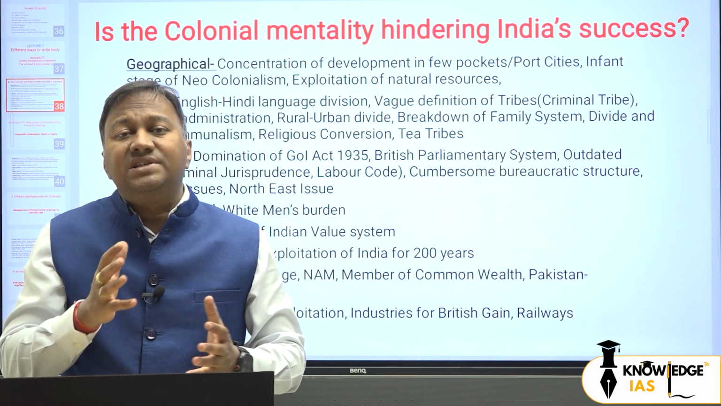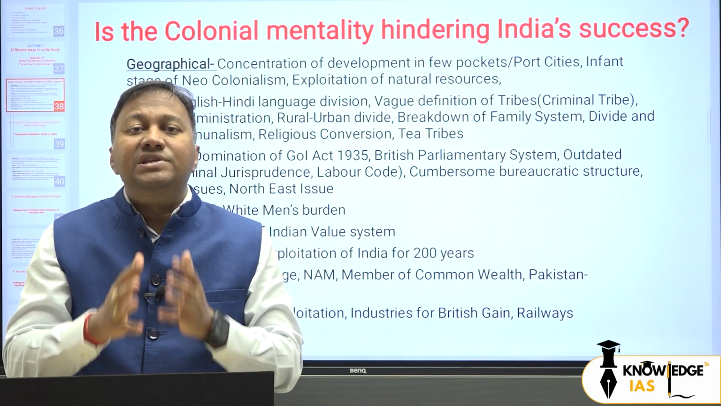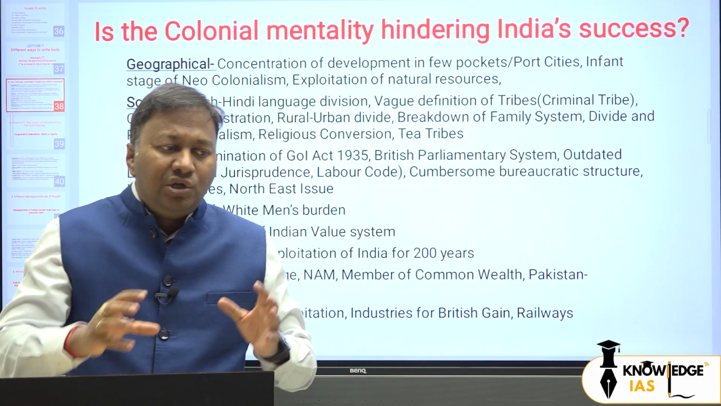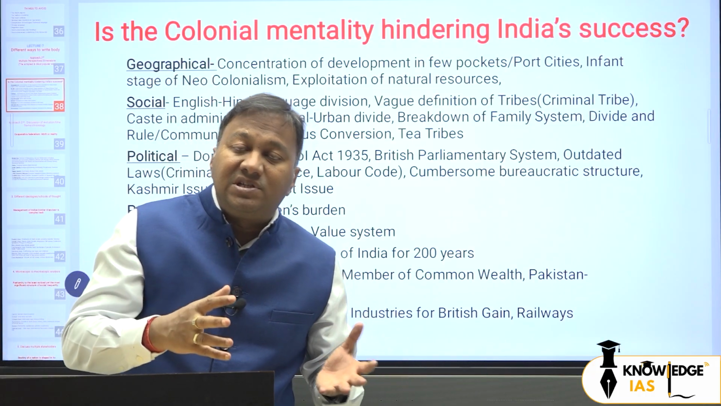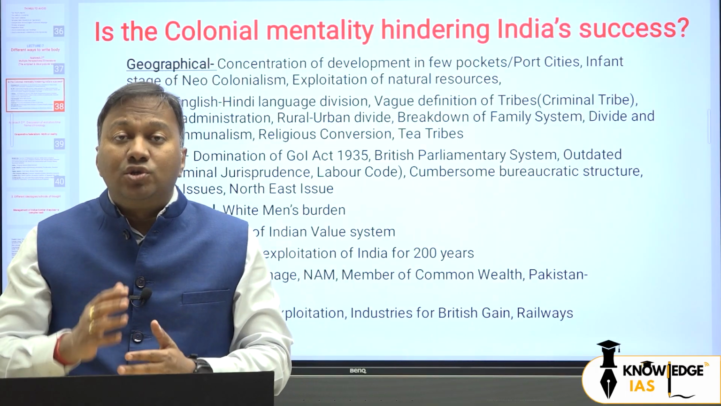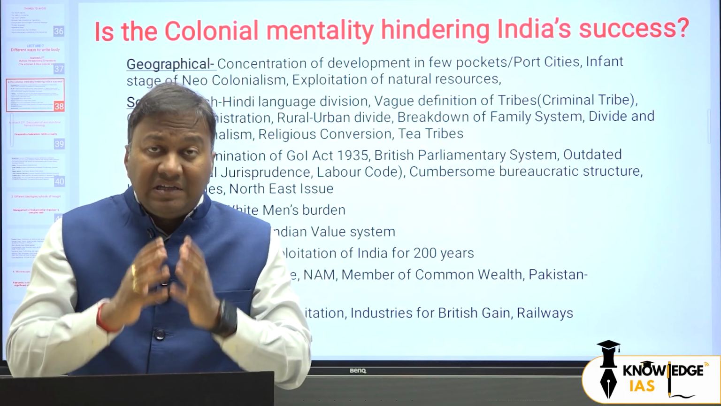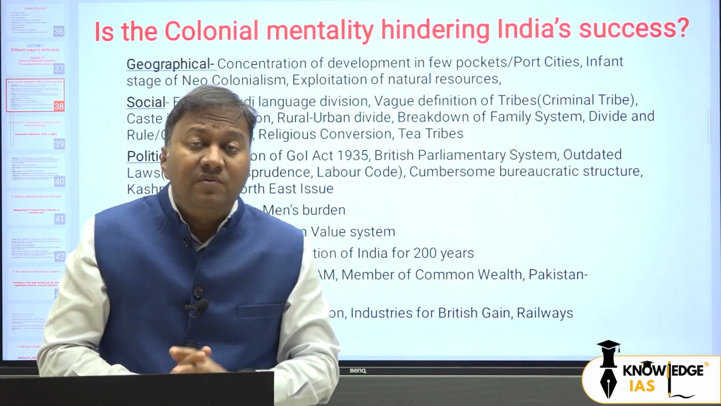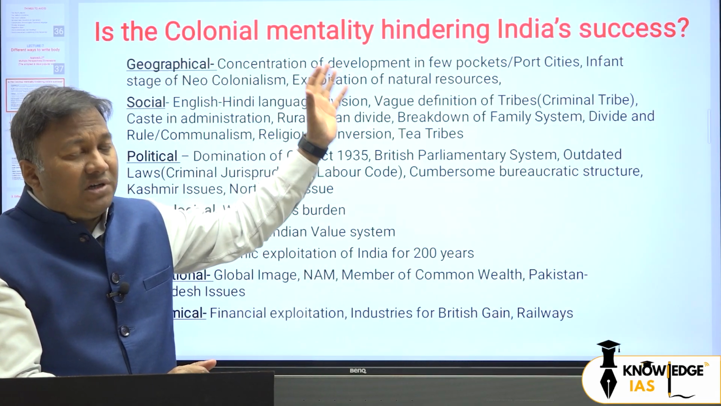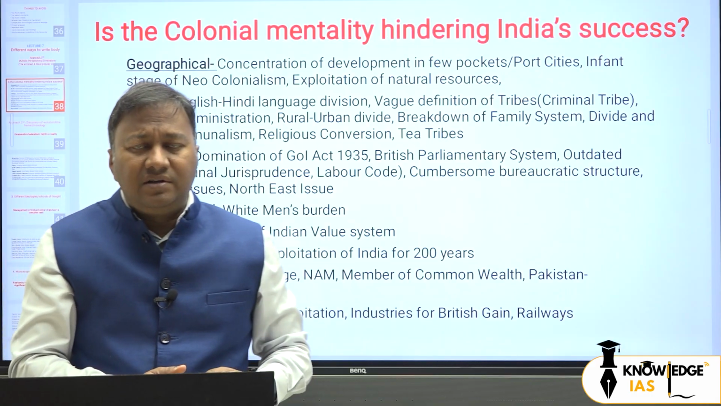And today this has created a kind of regional imbalance throughout the country. Some states are very developed, some states are not so developed. So when we discuss regional imbalance, uneven development, that's a challenge in India's success, and that is because of the British mentality. We can elaborate that.